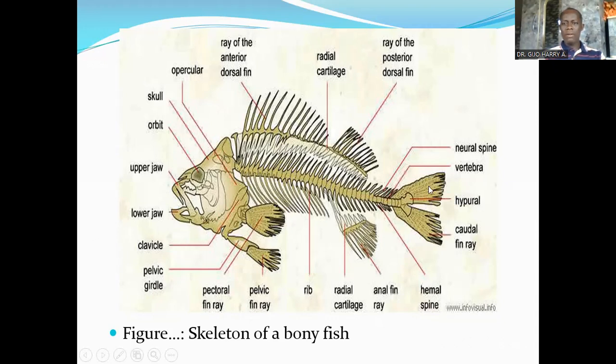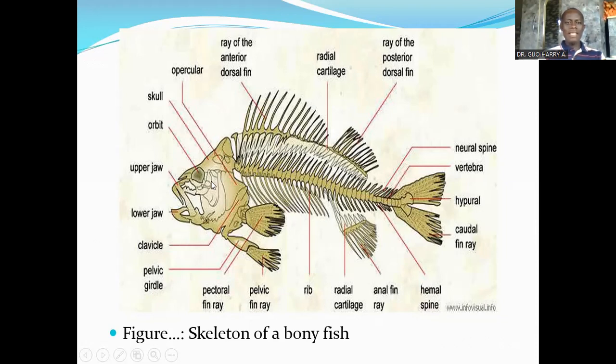Fin ray, the caudal fin ray. It is also part of the external skeleton. Then the anal fin rays, the caudal fin, the pectoral fin ray, and the pelvic fin ray. These are part of the external skeleton.